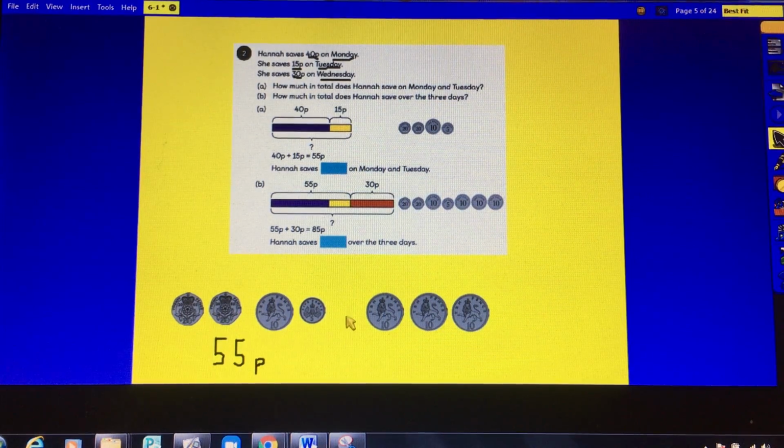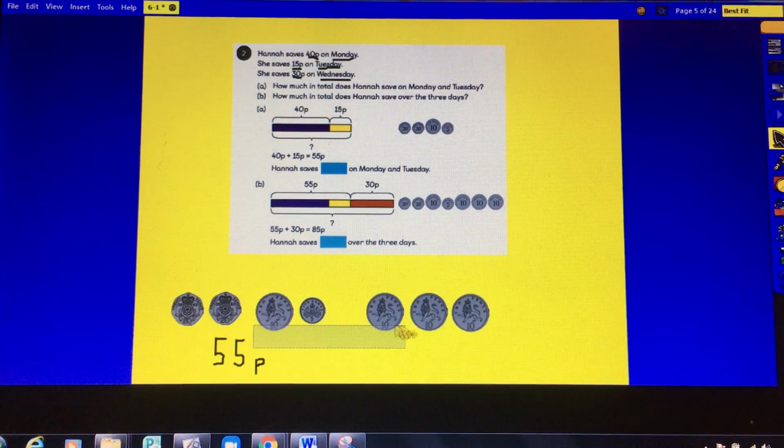I've chosen to represent 30 pence using 3 10 pence coins, just like Maths No Problem here. And now we could add an extra part to our bar model, an extra bar, the red one representing 30p, which is bigger than the 15 pence, because 30 pence is a greater value than 15 pence, but it's slightly smaller than the 55 pence because 30 is less than 55.